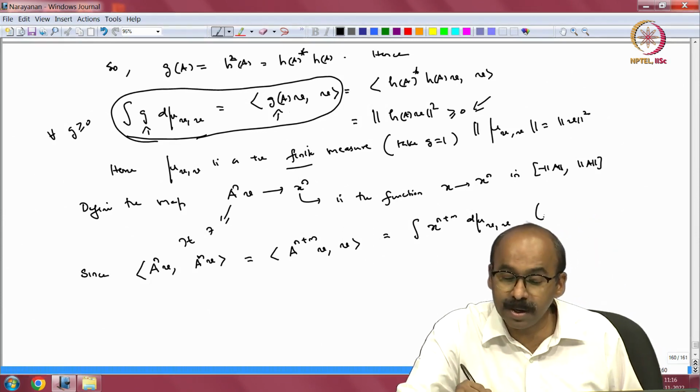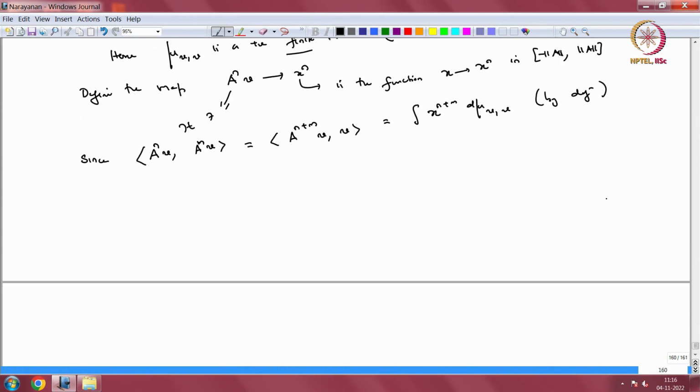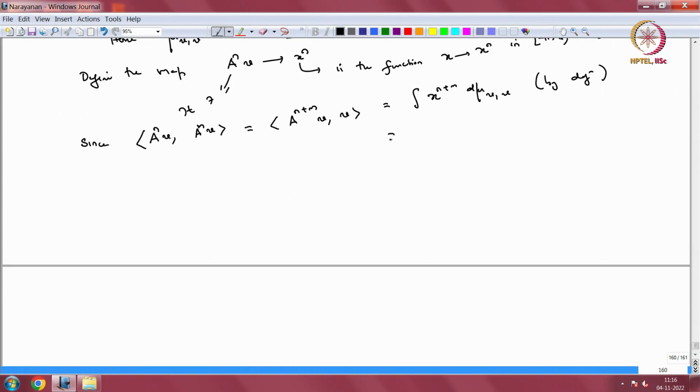This is by definition, which is equal to, well, what is this? This is the inner product of x to the n with x to the m in L2 of mu v v, right. So, when I say x to the n, that is the function x going to x to the n and the function x going to x to the m, right. The inner product is simply the integral of x n and x m, because there is no complex conjugate there, as everything is happening on the real line. So, you will have x to the n plus m, right.